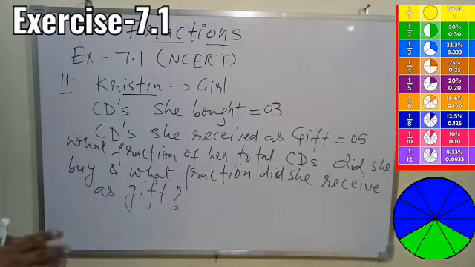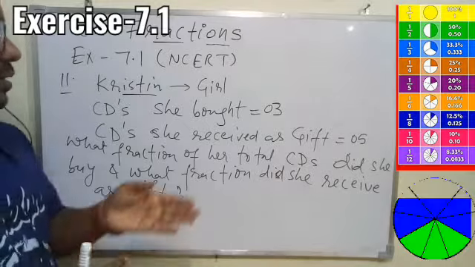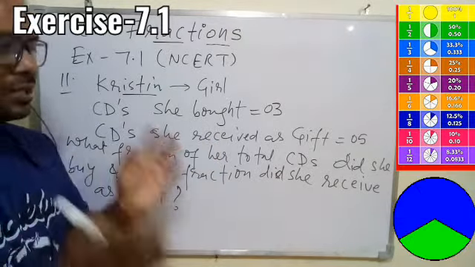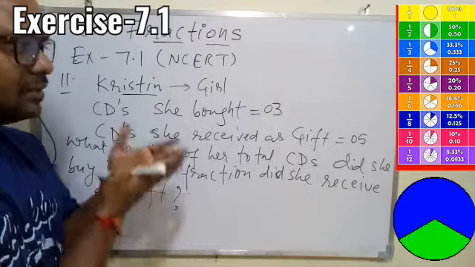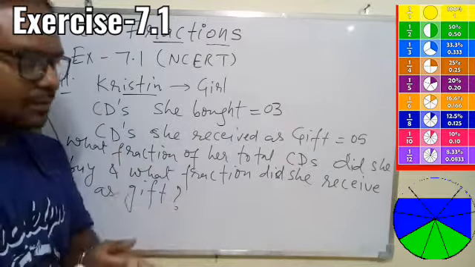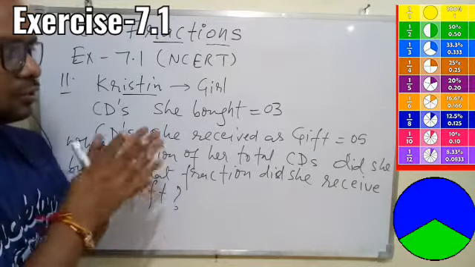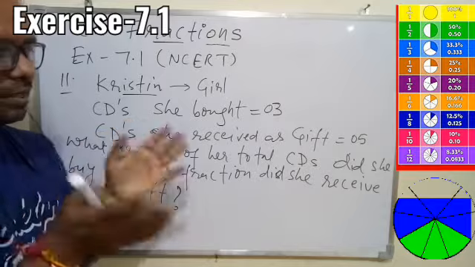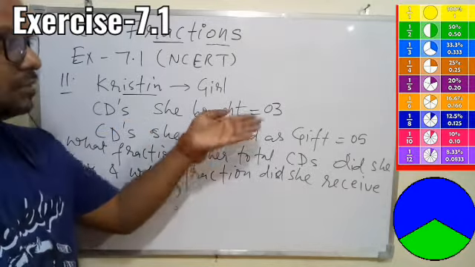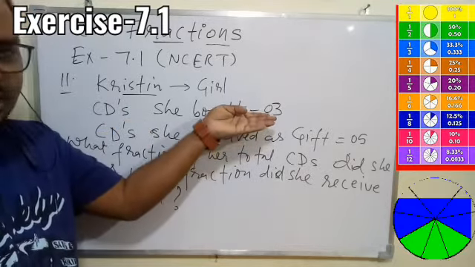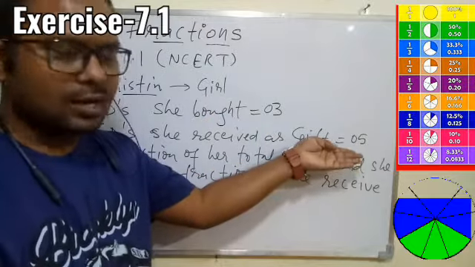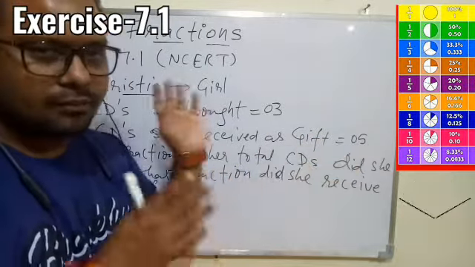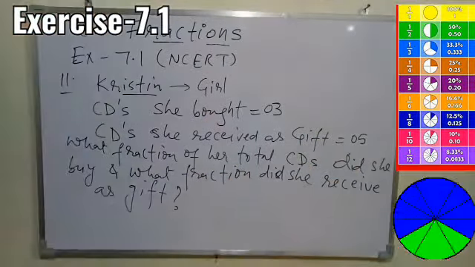So overall we have to show that out of the total number of CDs she now has, 5 are a gift and 3 she got from the market. So how to show the two different things in the form of a fraction? Means 3 she got from the market, how to show it with the help of a fraction. 5 she got as a gift, how to show this with the help of a fraction. So that is a simple question we have.